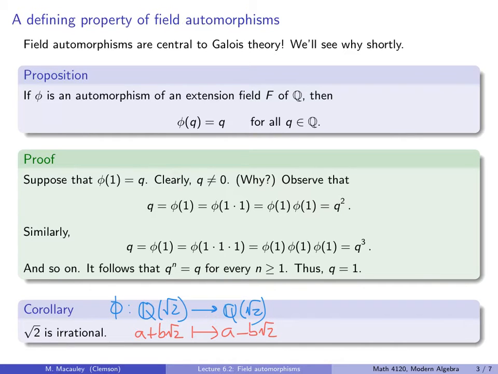And then I asked you to verify in the homework that this, in fact, was an automorphism. But notice that phi of root 2 equals negative root 2. So if we proved that any automorphism of an extension field of Q fixes everything in Q, and here is an automorphism of an extension field that does not fix this particular number, root 2, then this number cannot be in Q. So this is an alternative proof that root 2 is irrational.